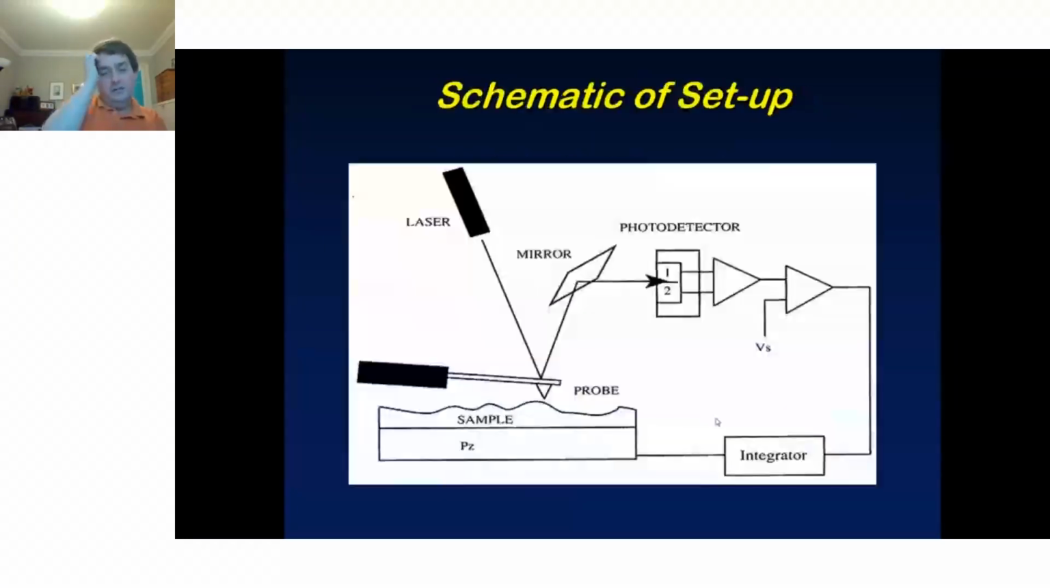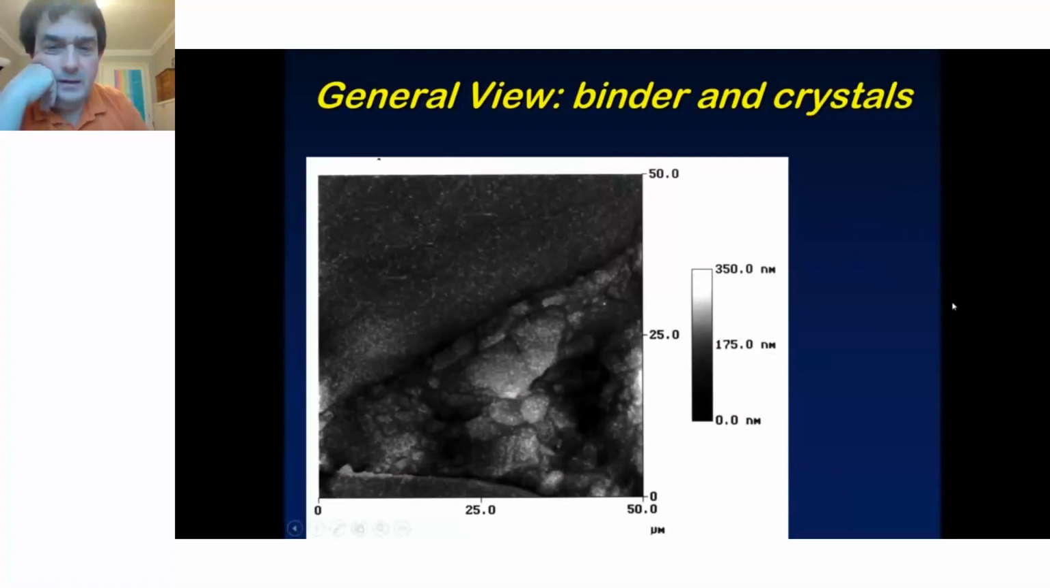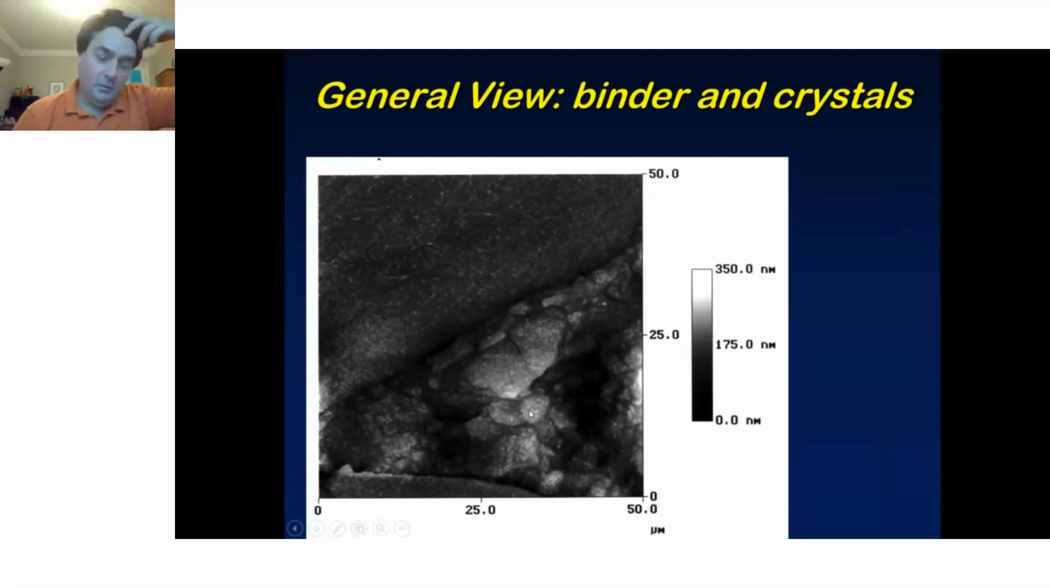So this shows the basic idea of the setup. You have a laser shining on the tip of the probe, a mirror, and a photo detector with a couple of channels, and you compare the intensity of the beam in those channels. And you then put it on your sample. So here is a general view of a very large explosive crystal. Look at the scale here, we're talking in microns. So this is one explosive crystal, and this is the binder region. And you can see these small areas of smaller explosive crystals within it.